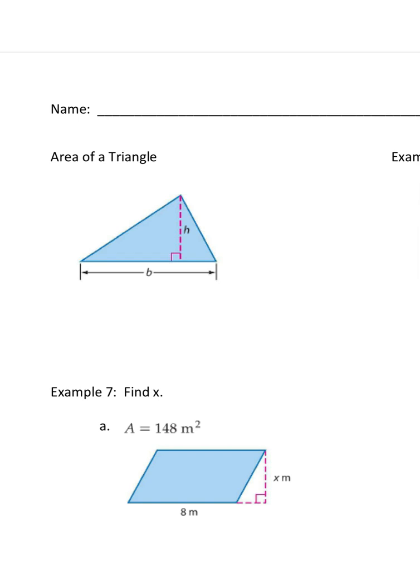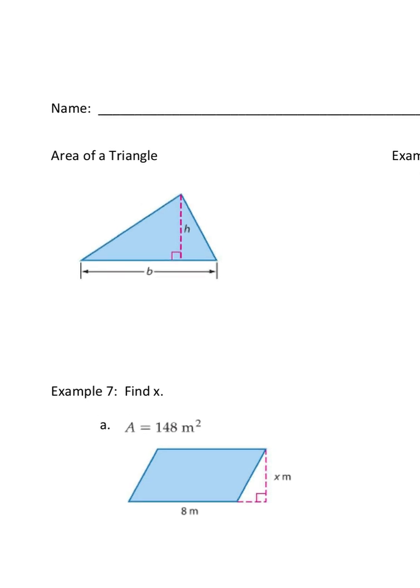All right, so triangles use the same kind of thing. It's just triangles are basically half a rectangle. So if you think about a rectangle, a triangle is half of that. So the formula is area equals 1/2 base times height.